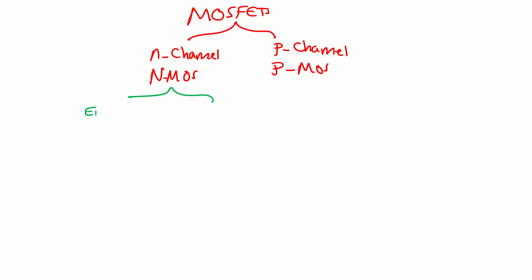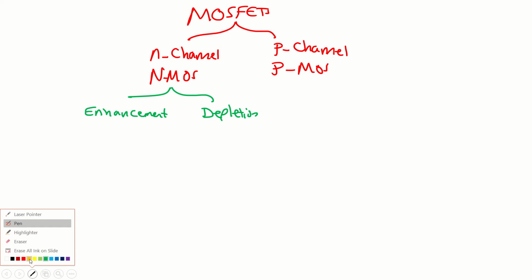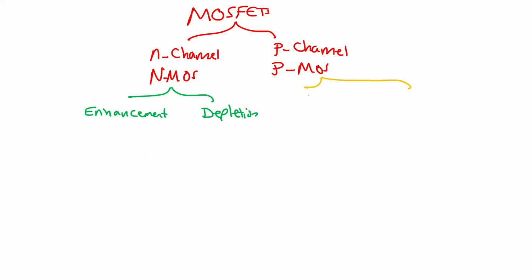We have enhancement, and the second type is called depletion. The same thing for the P type. It can be classified into two types. The first one is enhancement, and the second type is depletion.